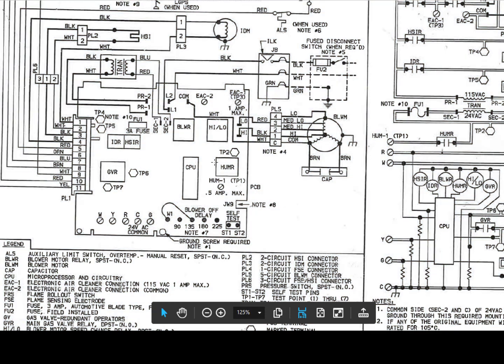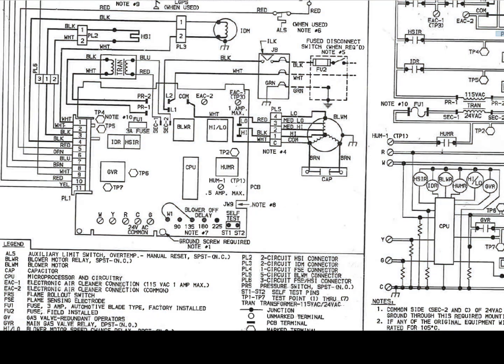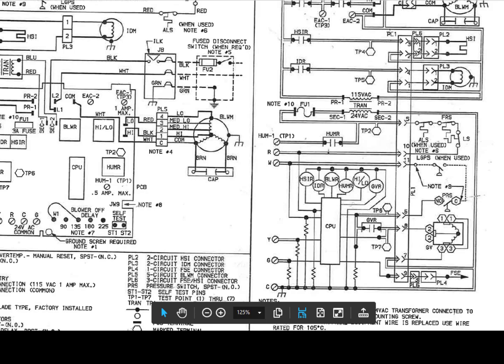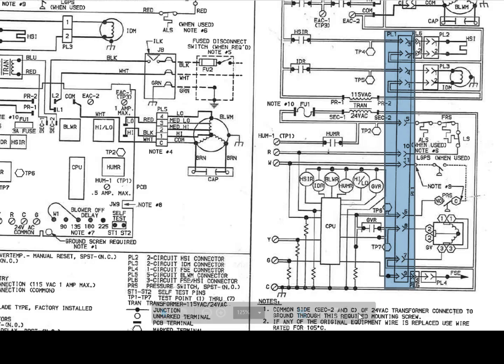And so over here, I'll see PL1 is right there. See if we can find PL1. Yep, PL1 is right here. And that basically plugs into our control board. So this is a plug that plugs into our control board right here, PL1. So all these circuits are all connected by a wire to this plug. And then that plug plugs into our control board.